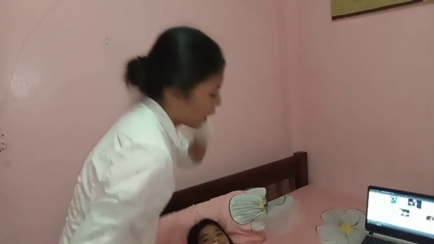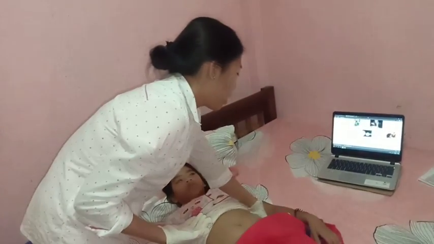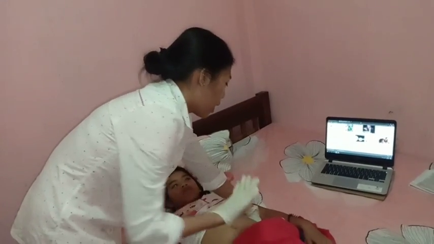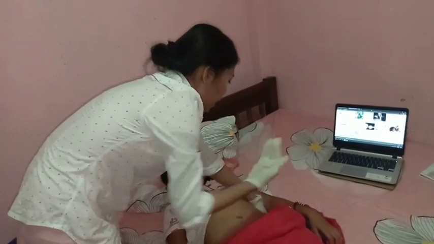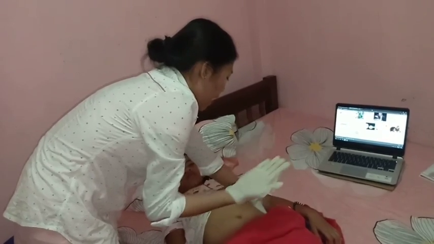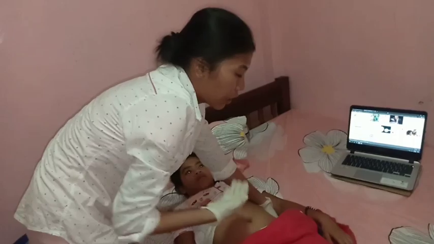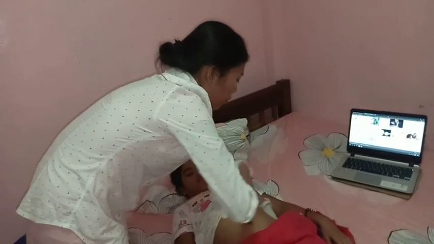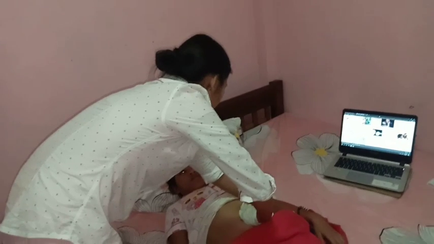For the left kidney, we'll support the left posterior flank, and then place the right hand on the costal margin at the mid-clavicular line on the left. Ma'am, can you please inhale?